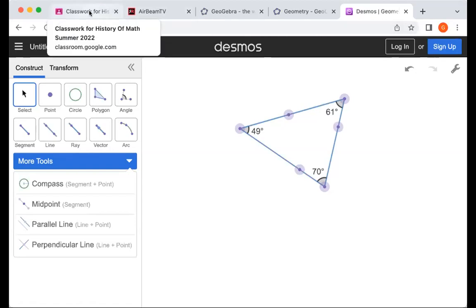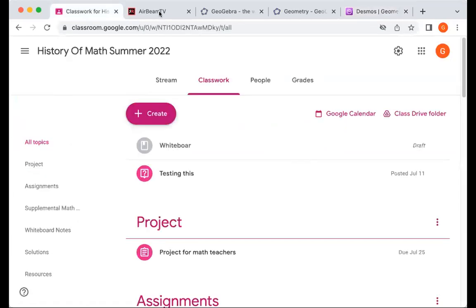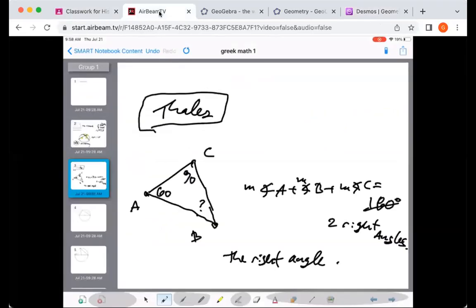Now, geometry becomes geometry not when it's a bunch of random facts like the three angles in a triangle add up to 180 degrees, but when these things are proved as theorems. Geometry is building up theorems and then using those theorems to prove other theorems.